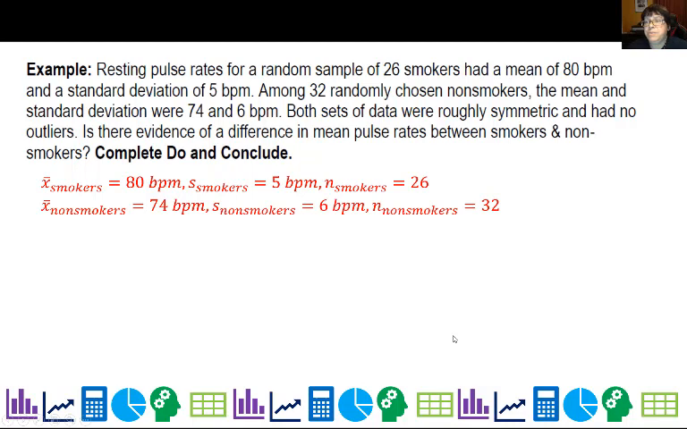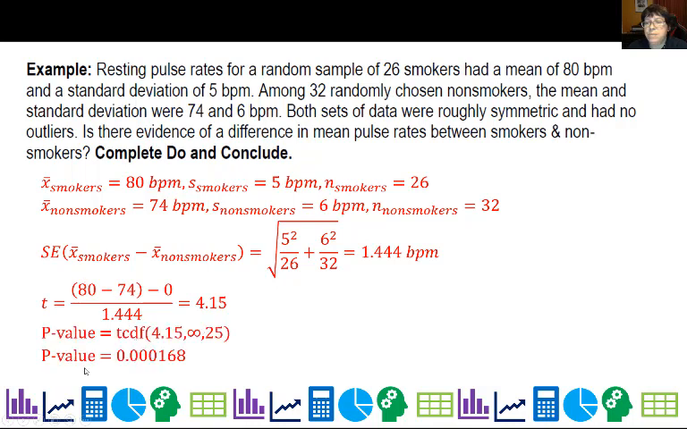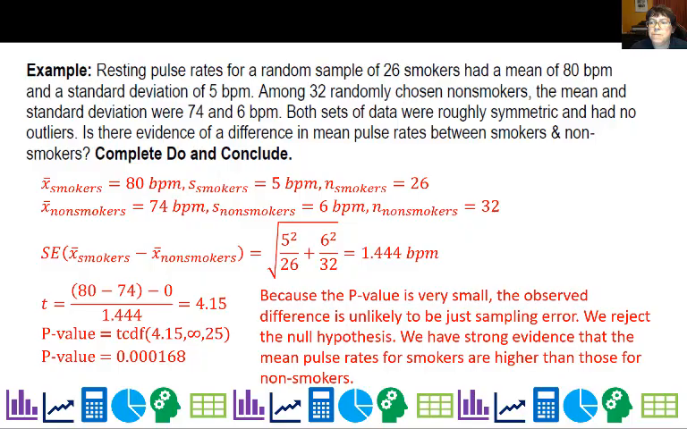And here are the values from the problem. We're calculating standard error by hand, and we get 1.444 BPM. And there is our test statistic T, and our p-value is just tcdf of that, which is 0.000168. So therefore, we can conclude that because the p-value is very small, the observed difference is unlikely to be just sampling error. By the way, that first sentence is really interpreting the p-value, and I'm going to revisit that.